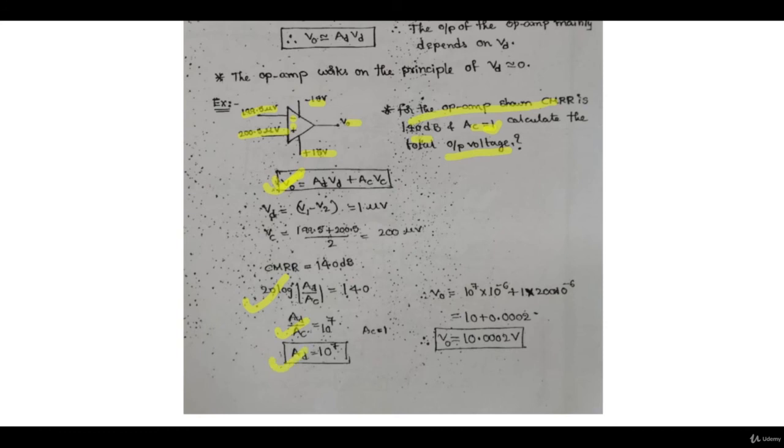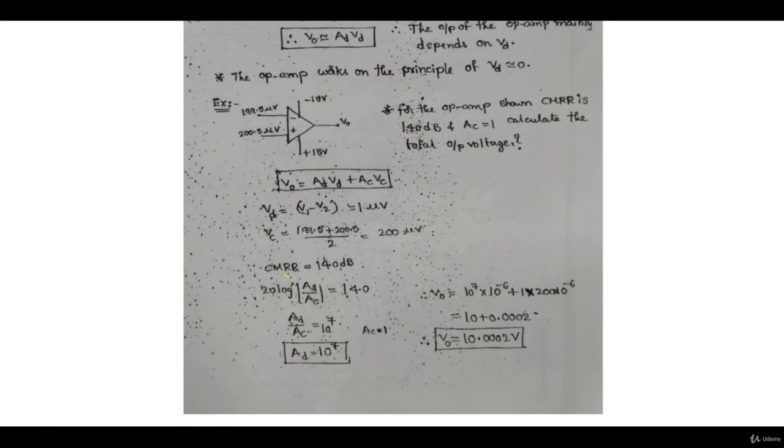Once you have AD and AC, we can calculate VD and VC. VD is V1 minus V2 and VC is V1 plus V2 divided by 2, which gives 1 microvolt and 200 microvolt. So V0 will be 10 to the power 7 into 10 to the power minus 6, plus 1 into 200 times 10 to the power minus 6. You will get V0 is equal to 10.0002 volt. Okay, so this is an example of how you calculate the output voltage for an op-amp when you have multiple inputs.